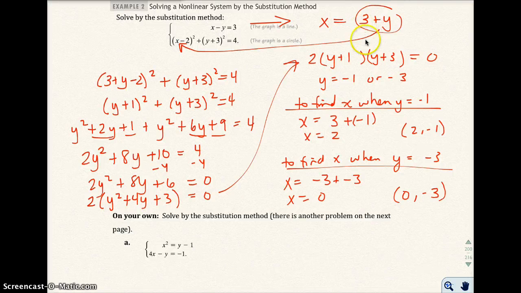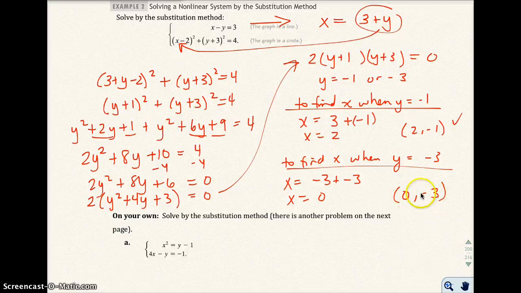So again, we can check these back into the original system. 2 and negative 1. The 2 minus the negative 1 would be 2 plus 1, which is 3, so it works in the first one. And I put 2 and negative 1 here. Well, this would give me 0 squared, that's 0, and then negative 1 here would give me 2, and 2 squared is 4. So this one checks in both.